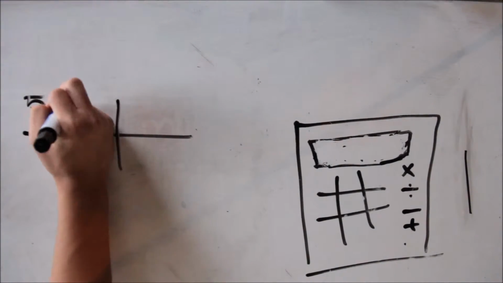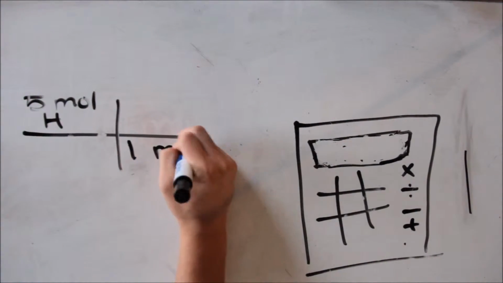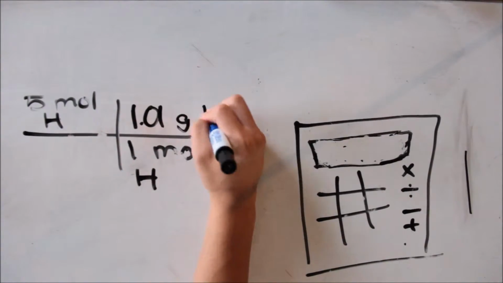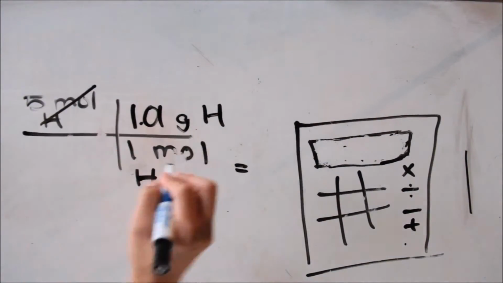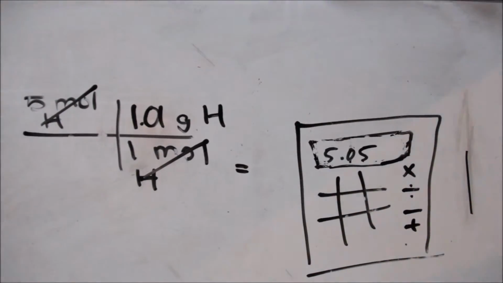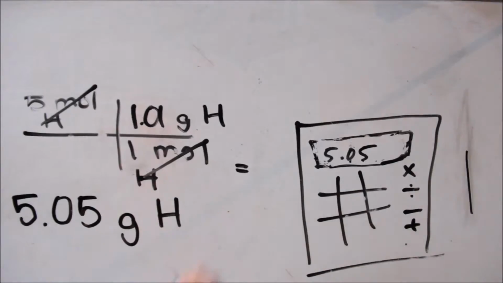Now let's convert moles to grams. Let's say we are given 5 moles of hydrogen. And across from that, write 1 mole of hydrogen. And we know that 1 mole of hydrogen has 1.01 grams from looking at the periodic table. Cross out your units that are across from each other and multiply the top and divide by the bottom. This will get you 5.05 grams of hydrogen.